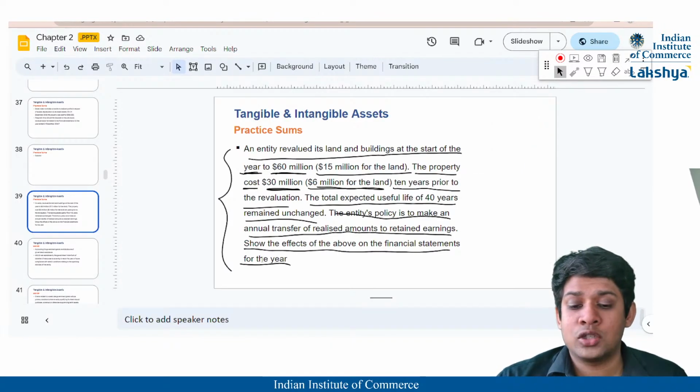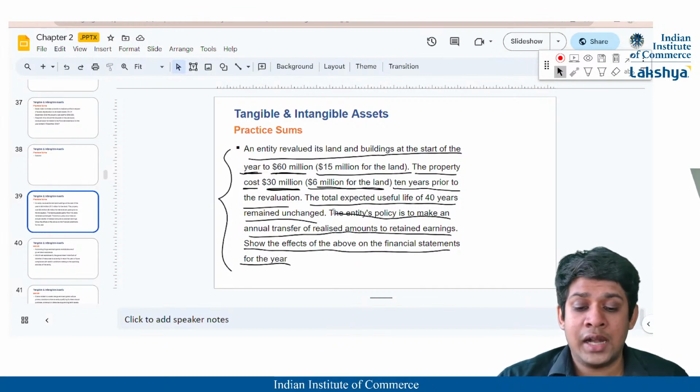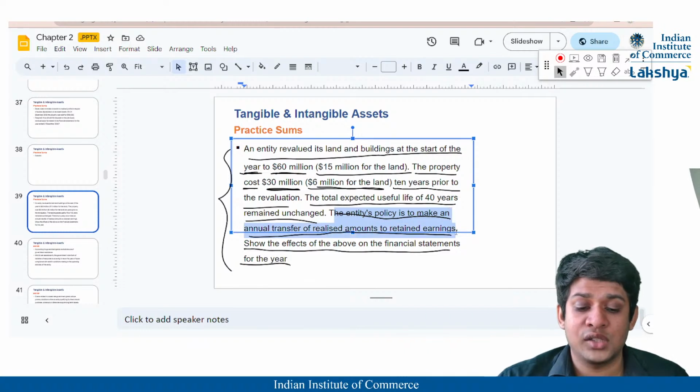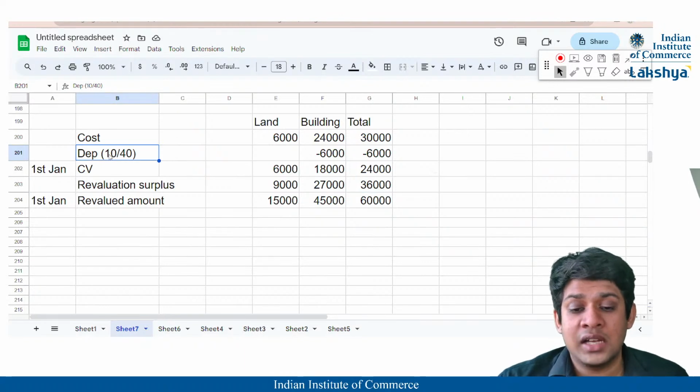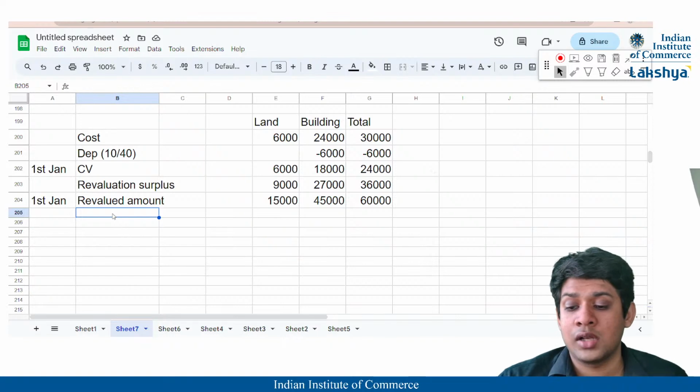Now the asset was actually revalued at the start of the year, and you can see here the entity has a policy to make an annual transfer that you'll understand later. Now the total expected useful life was 40 years, which remains unchanged. Correct? That means the useful life is still 40 years, out of which 10 years have already been depreciated for. So the remaining useful life is 30 years, correct?